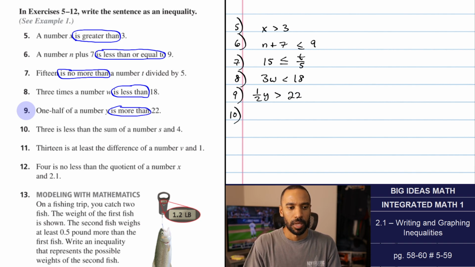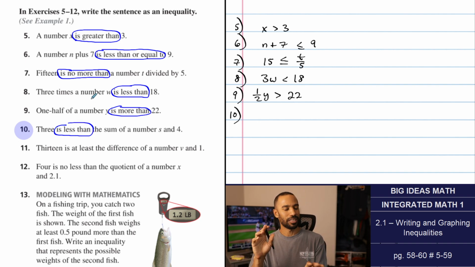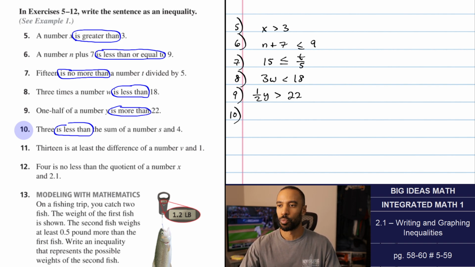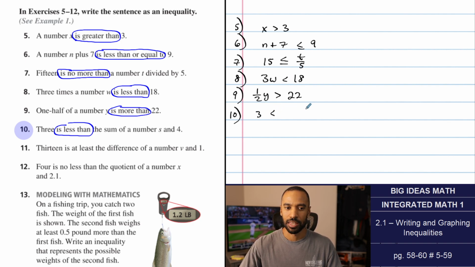Number 10, 3 is less than the sum of a number s and 4. It's not 3 less than the sum of a number and 4. That's not an inequality, it's an expression. Literally, if you took out the word is, it's a completely different statement. So I'm going to show you what both look like. 3 is less than the sum of a number s and 4. That's the sum of these two added together.